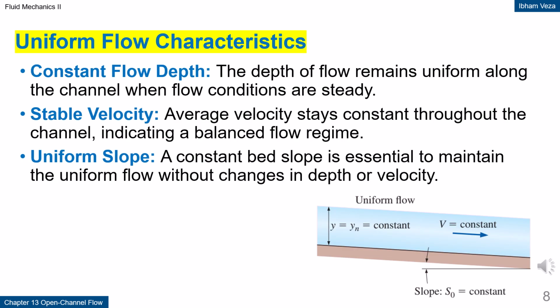Uniform flow characteristics. Uniform flow is characterized by a constant flow depth along the channel. The average velocity also remains constant because there is no net acceleration along the flow direction. This condition can only occur if the bed slope is also constant.